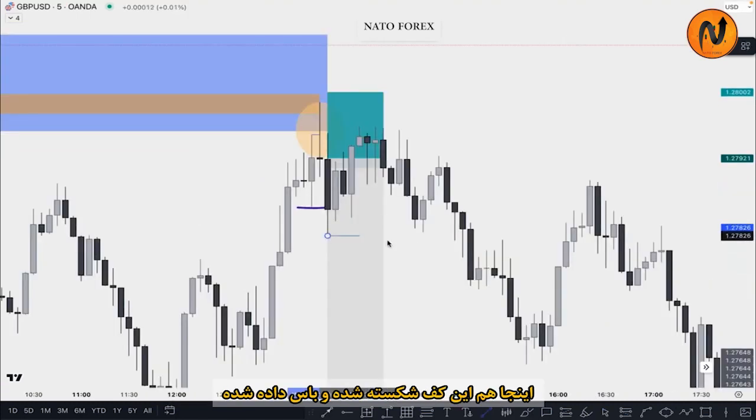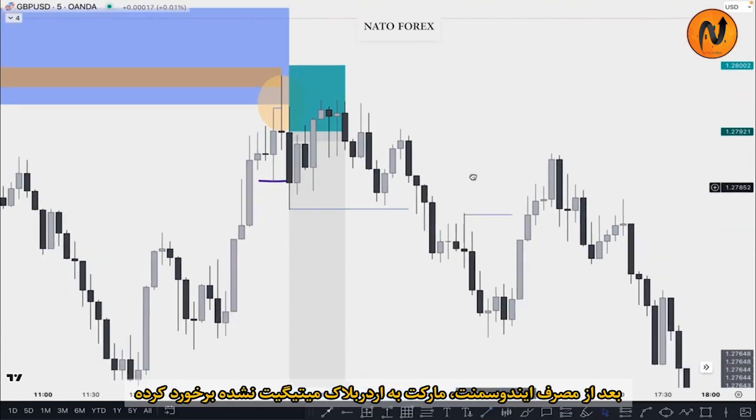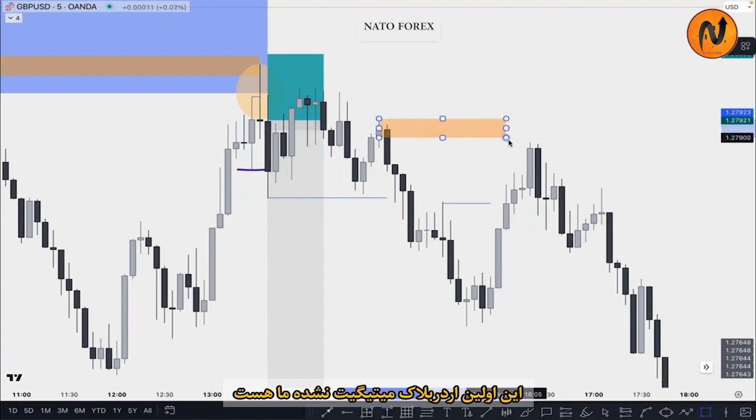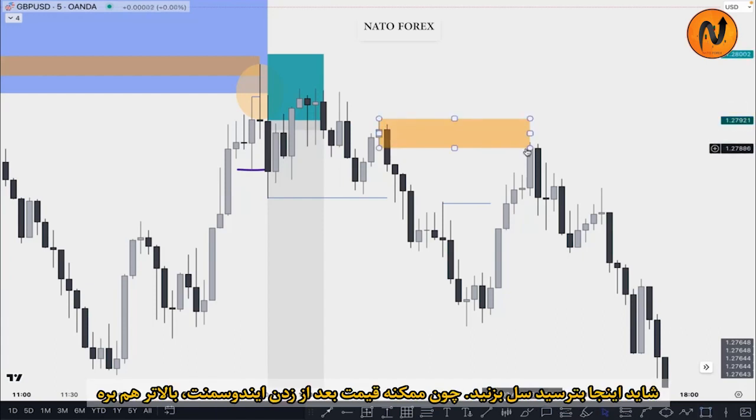The same thing happens here: the market breaks this low and creates a break of structure, taking out the inducement. After taking out the inducement, the market must tap on your unmitigated order block. This was our first unmitigated order block, but you may be afraid to sell here because after taking out the inducement, maybe the market can go a little bit higher.